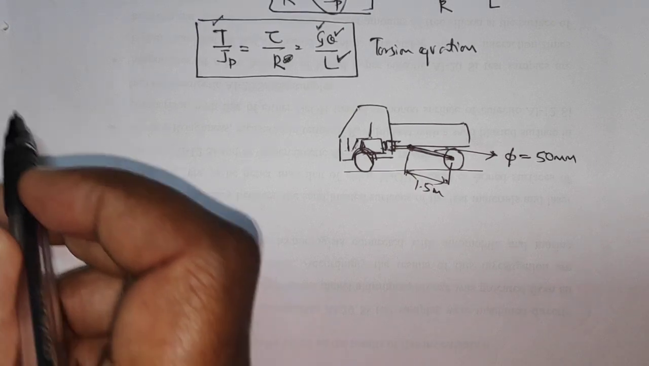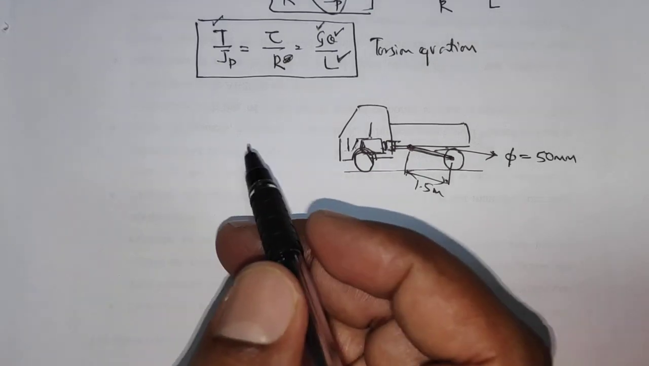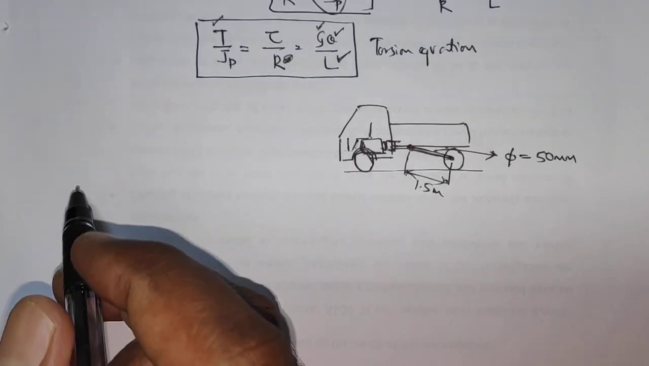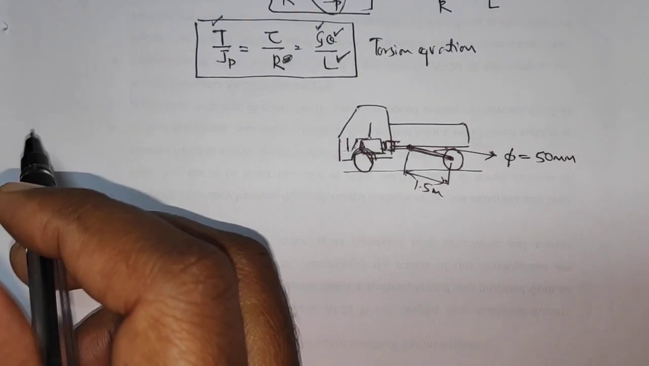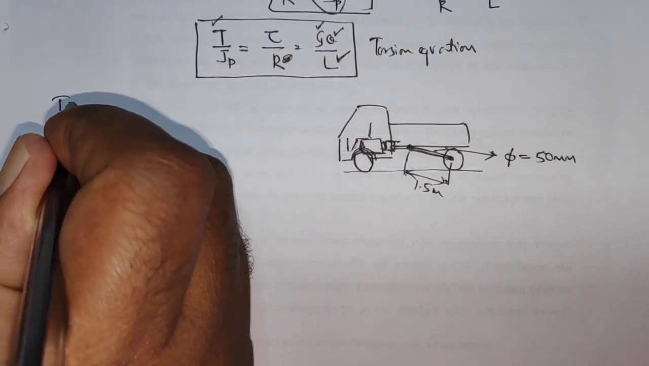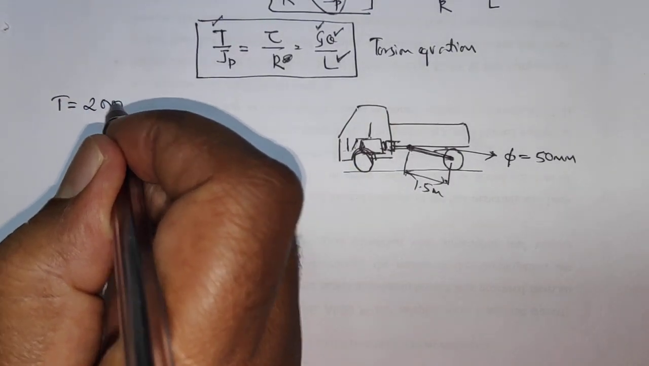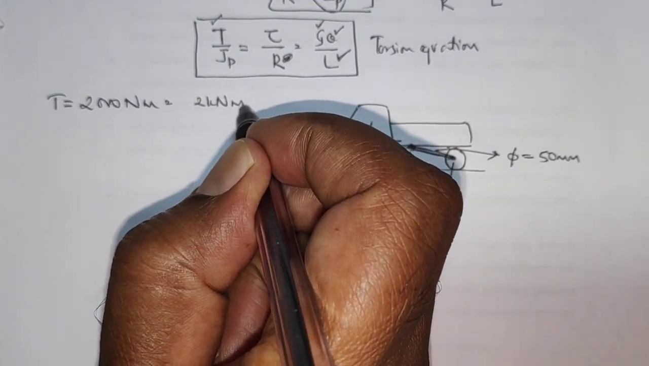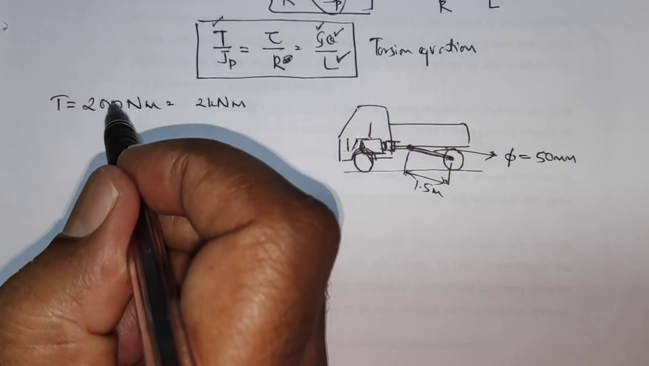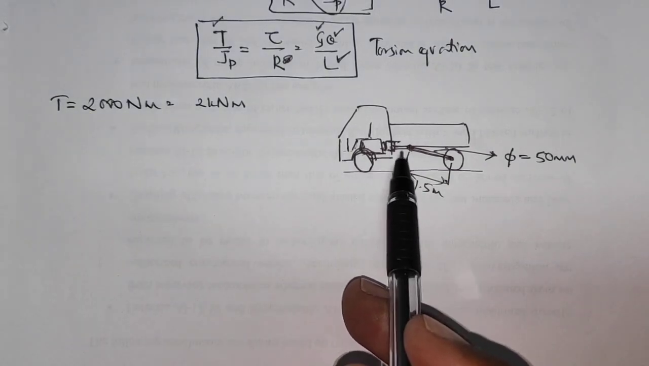And then let us assume that the torque which is being transmitted here is 2000 Newton meter, which you can call 2 kilonewton meter. It's a huge amount of torque for any engine, but we need to check it for the highest torque.